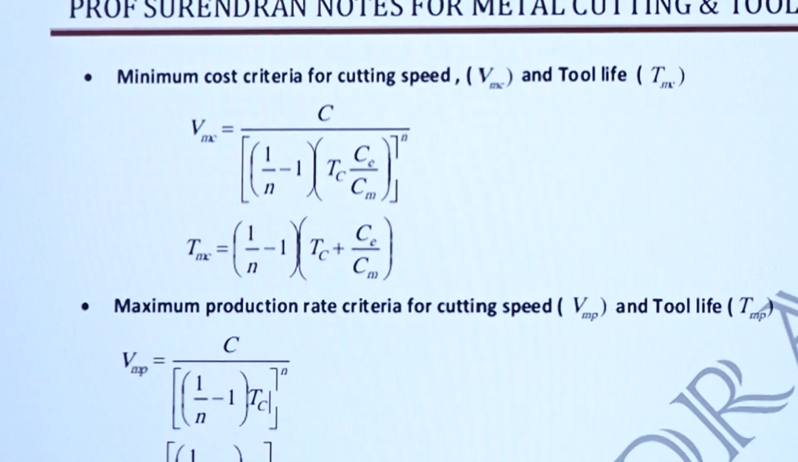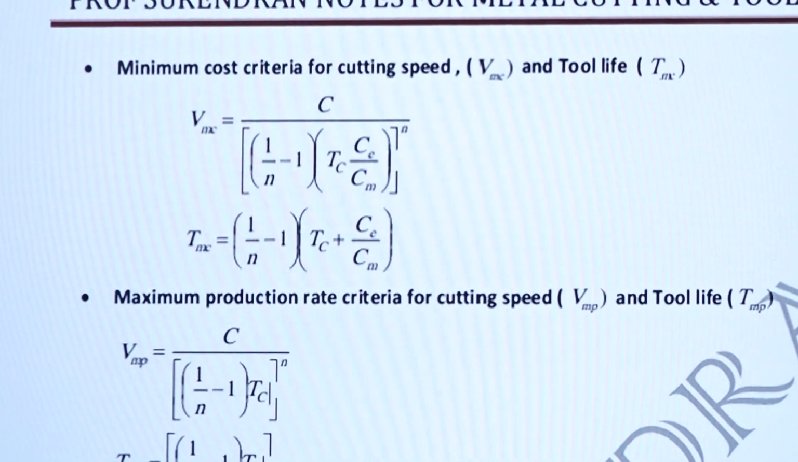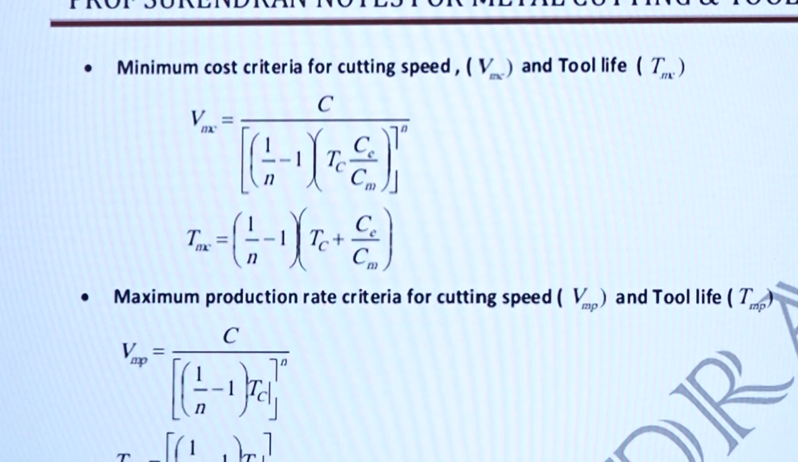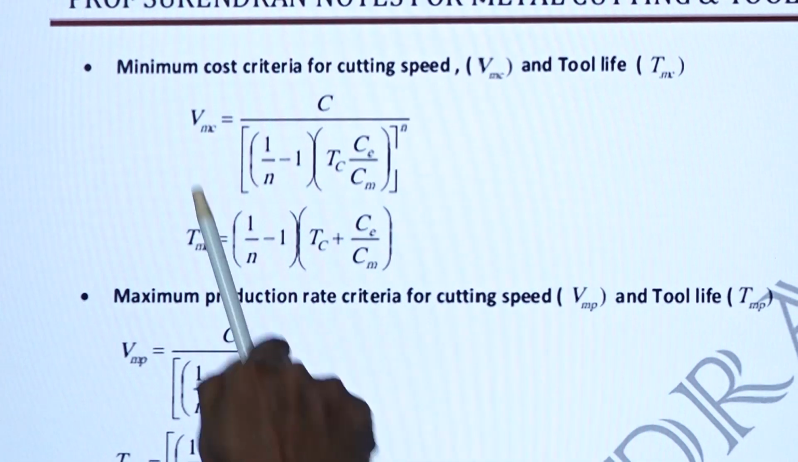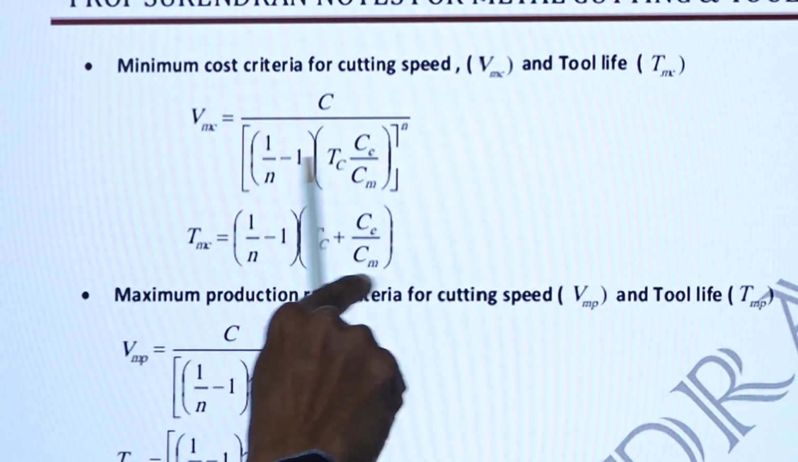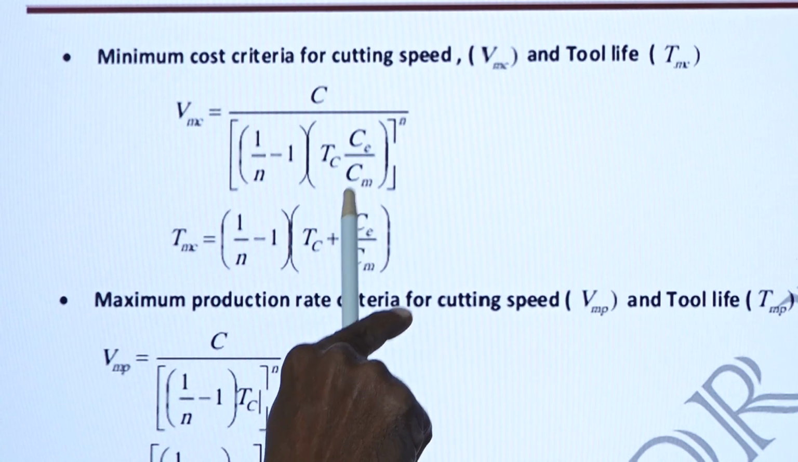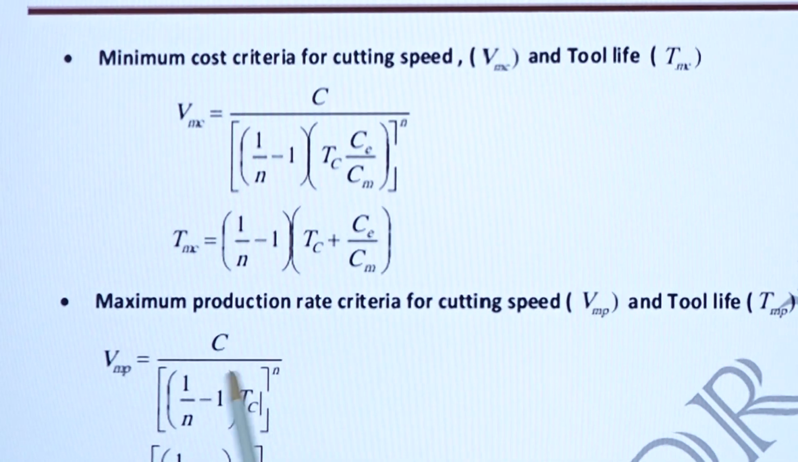There are 3 criteria in economics of machining. First, the minimum cost criteria. The optimal velocity can be calculated by C by (1 by n), close the bracket.